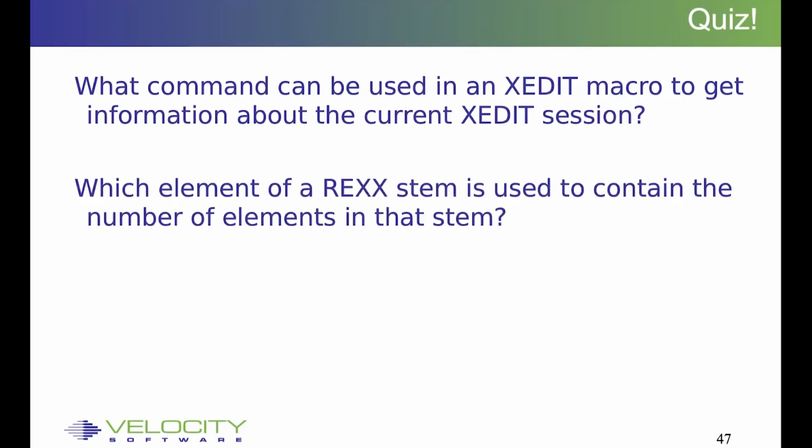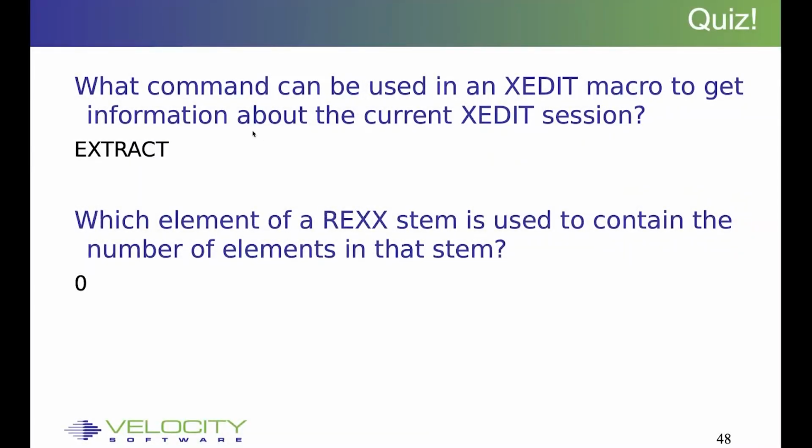All right, quiz time. Thank you, Sam. What command can be used in an Xedit macro to get information about the Xedit session? That is the extract command. And what element of a REXX stem is used to contain the number of elements in that stem? Typically it's the 0 element, or dot zero. The dot is actually not required, but we typically use dot as a convention.